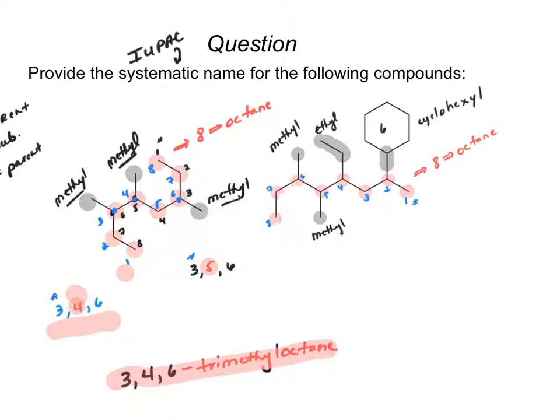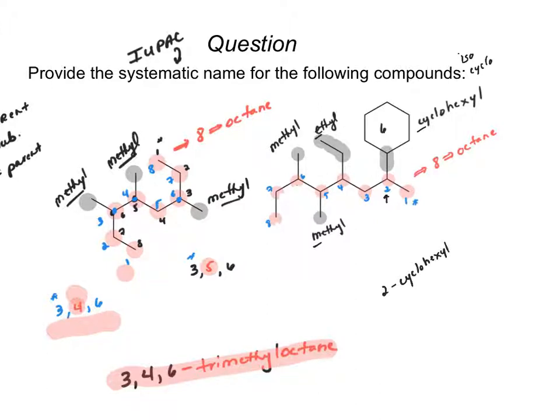Okay, so now we've numbered, we're ready to start assembling, and we're going to assemble everything alphabetically, right? So I had said that any type of prefix like di, tri, tetra, we don't use that in alphabetizing. We don't use sec, we don't use tert, but we do use iso to alphabetize, and we do use cyclo. So we have a cyclo here. C is going to come before M or E in the alphabet, so that cyclohexyl group will come first. We need to specify where it's at, so it's at the 2 position, 2-cyclohexyl, right?